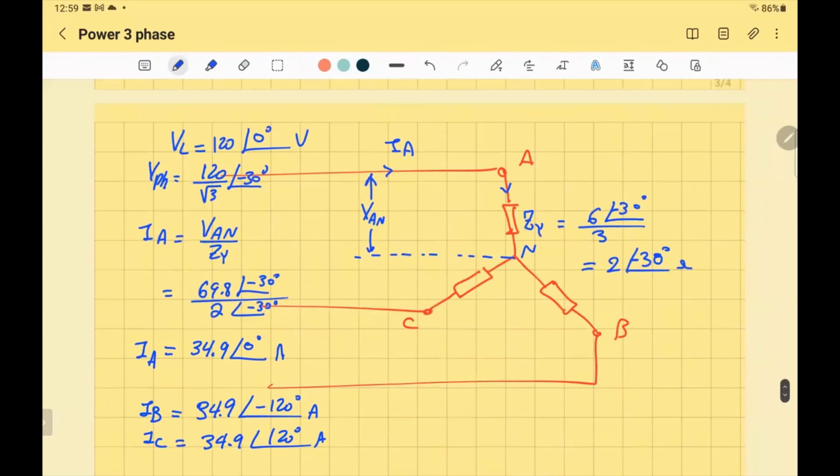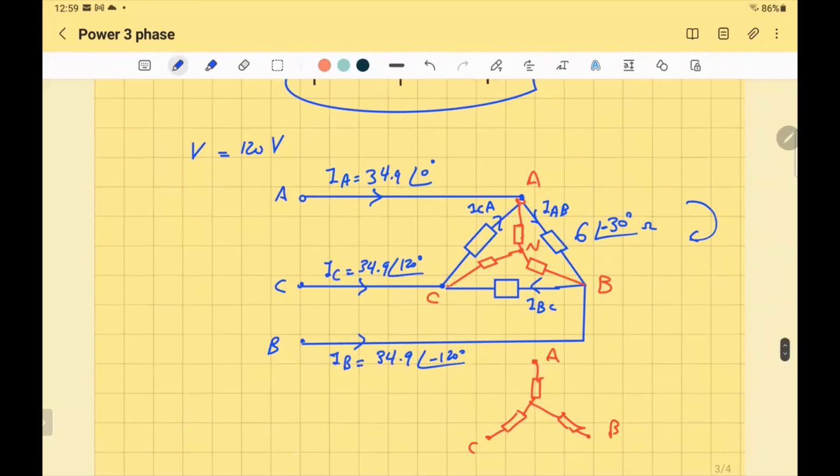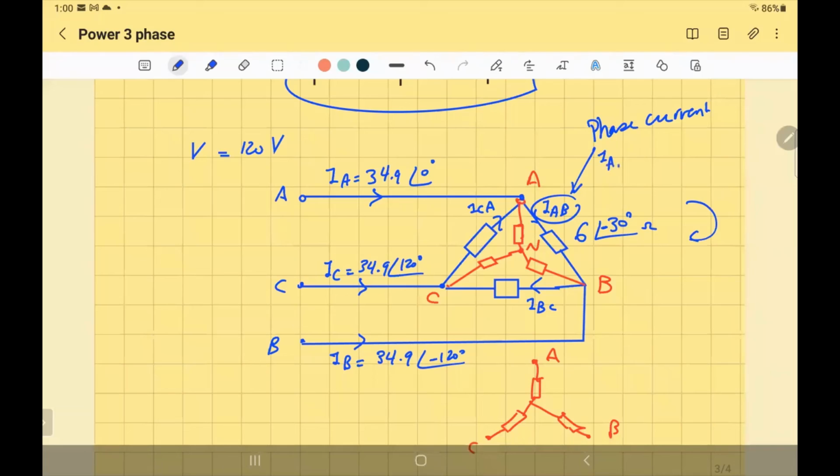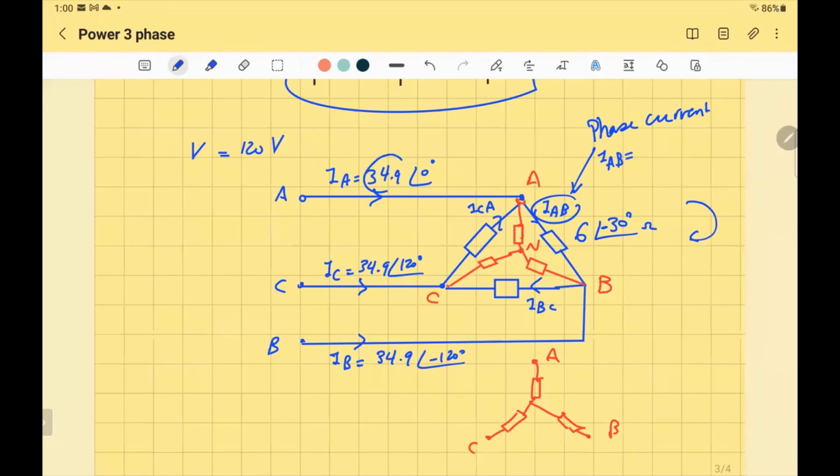Back here, I want to find IAB. IAB is the phase current, smaller than the line current by square root of 3. So I will say IAB equals the magnitude of the line, 34.9 divided by square root of 3. And the angle is lagging or leading?